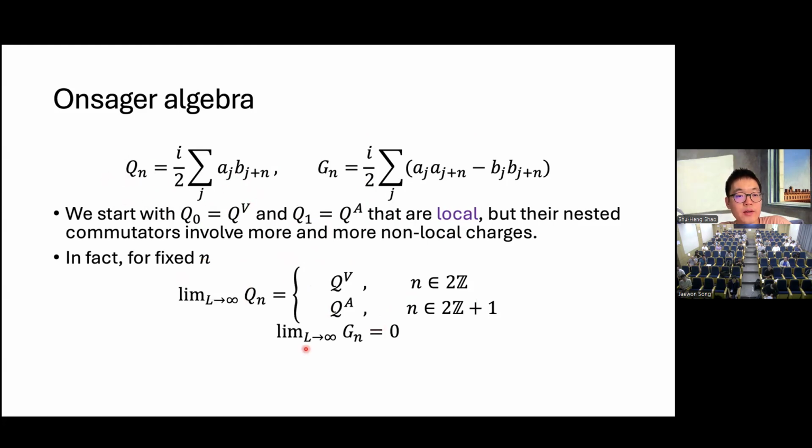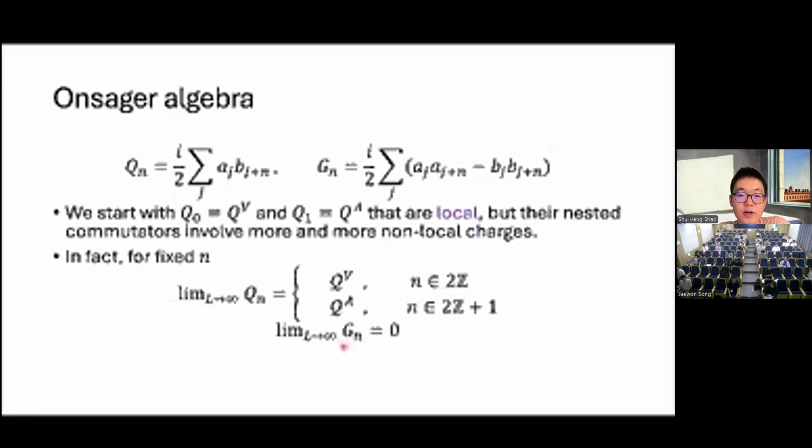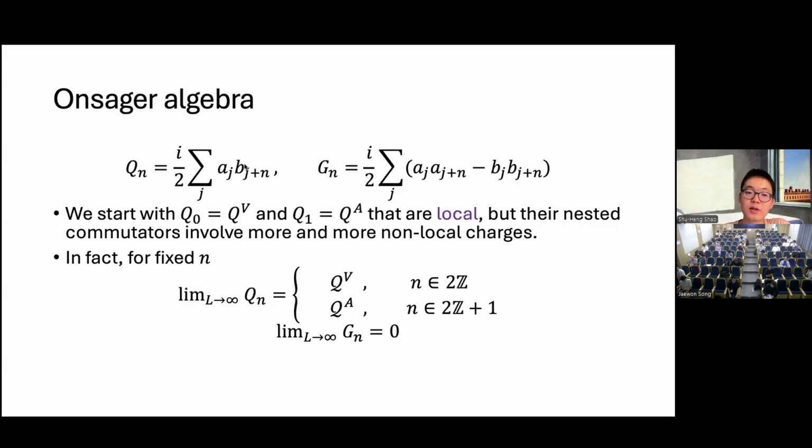For Qn, you can show that as you take the continuum limit, it becomes QV when n is even, and it becomes QA when n is odd. Q0 and Q1 are just two examples. In this limit, I'm fixing n to be order 1 and taking L to infinity. On the other hand, Gn goes to 0 as you take the continuum limit. So this entire Onsager algebra, as you take the continuum limit, just collapses to U(1)V times U(1)A.